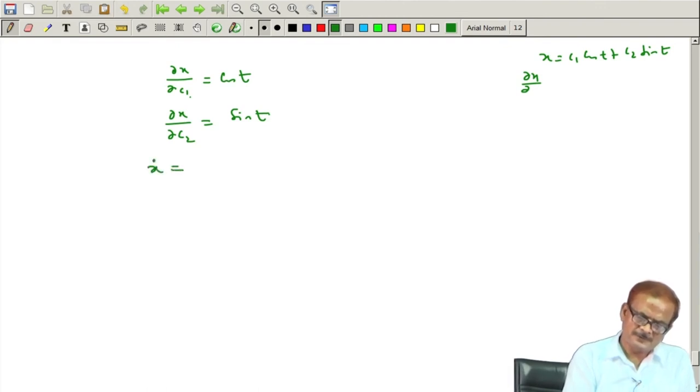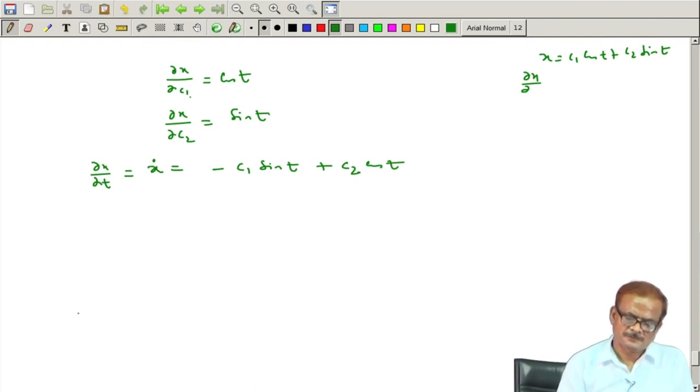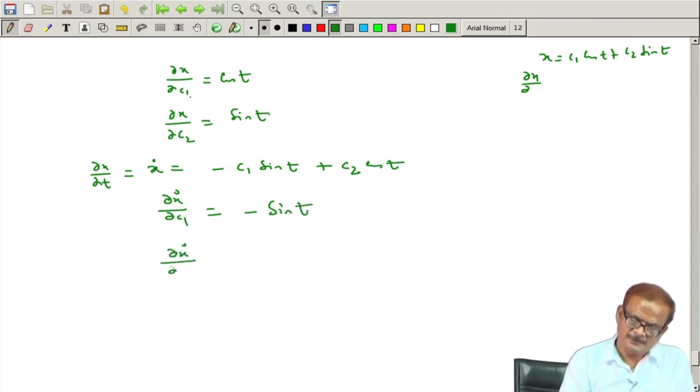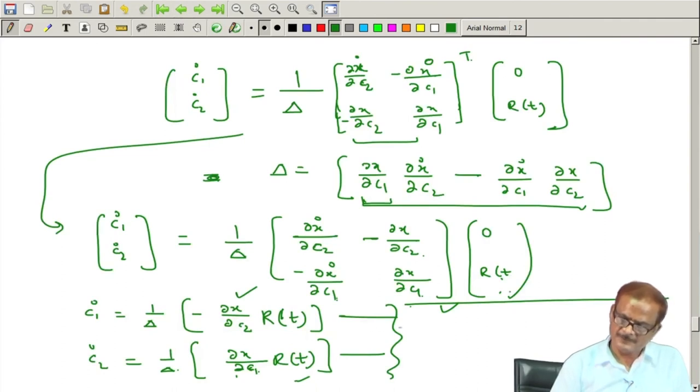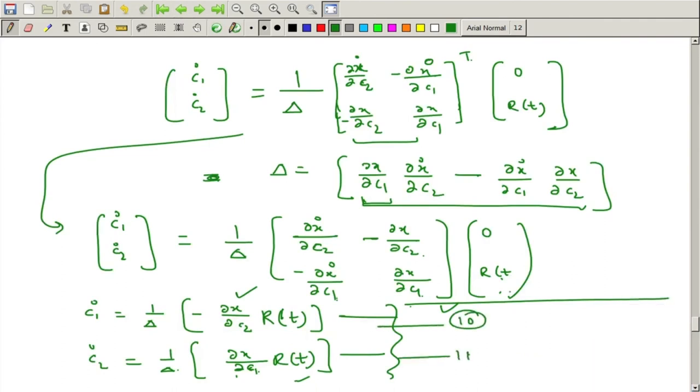Similarly, we have ẋ equal to ∂x/∂t. We have written this as minus c1 sin t plus c2 cos t. This was the equation. So, from here we get ∂ẋ/∂c1 equal to minus sin t, and ∂ẋ/∂c2 equal to cos t. So, we utilize this information and insert it in the solutions we have got here. So, this is 10 and this is 11.